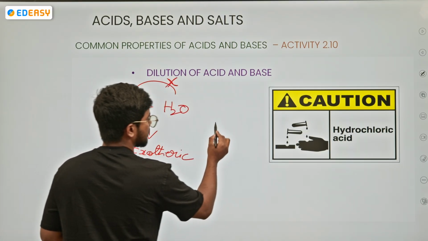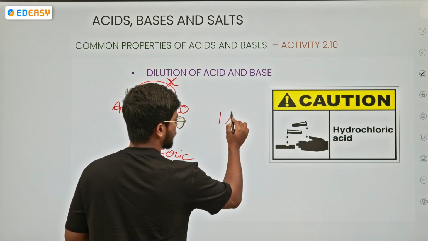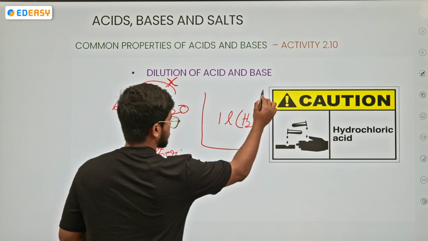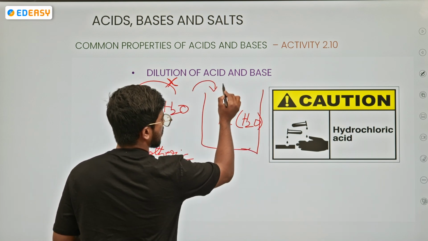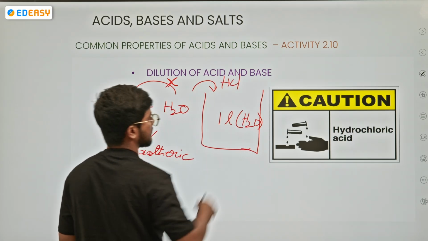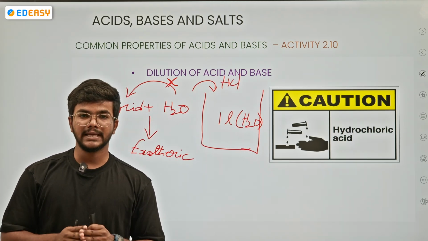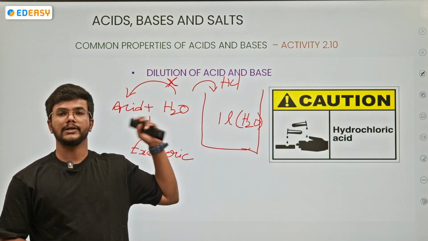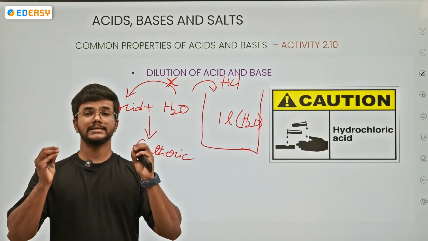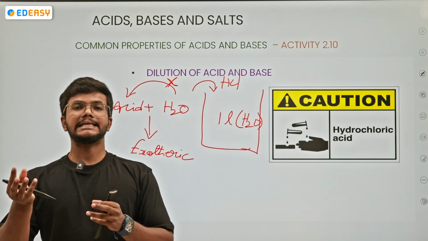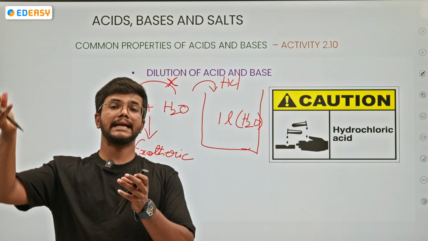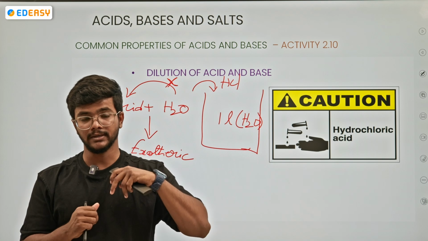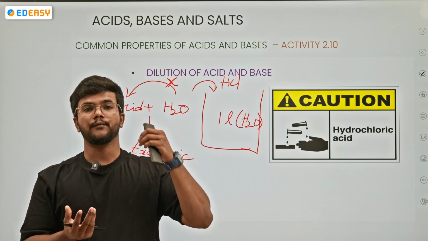Whereas, let us assume 1 liter of H2O in a container. In that you can add HCl acid, or any type of base, dropwise. This makes the reaction less exothermic, and it is easy to dilute the HCl with this procedure. So always remember, rather than adding water to the acid, we add acid to the water in a dropwise manner, not all at once. Acid is added dropwise to the water.